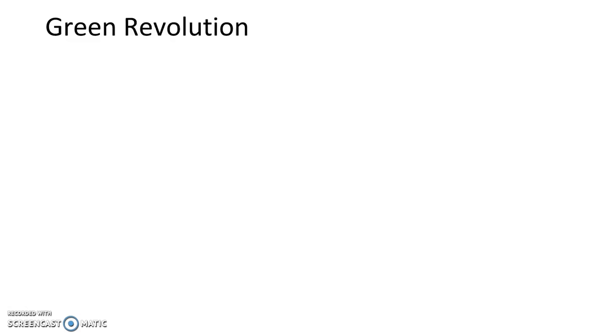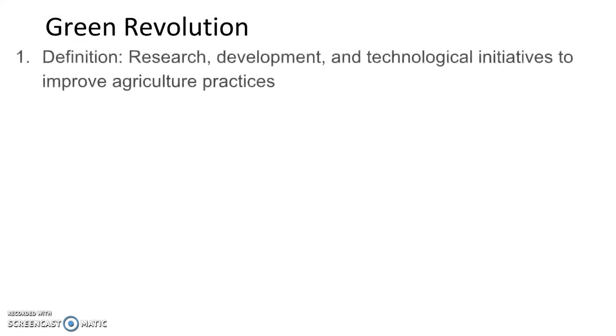Okay, next let's talk about the green revolution, some of these improvements in technology that Malthus could never have predicted. So the green revolution, this is when we had improvements, including research, development, and technological initiatives to improve agriculture practices. So when we think of the term green today, we think of environmentally eco-friendly. That's not what this is referring to. This is just referring to improvements in agricultural practices, really leading to increased food supply.